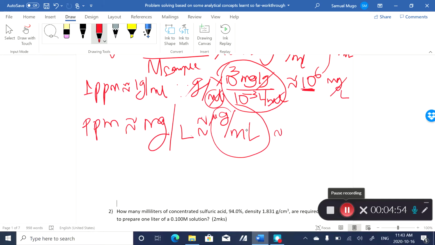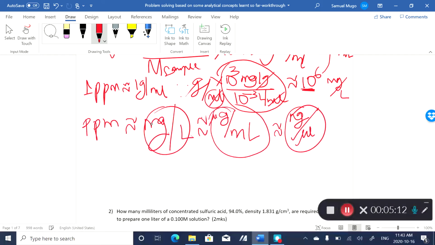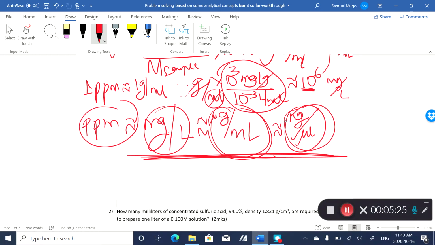And equivalently, I can multiply the top by another 1,000, and so that becomes nanogram, and then the bottom by 1,000, and it becomes microliters. And so again, ppm is equal to milligrams per liter, is equal to microgram per mil, and it's equal to nanogram per microliter. I hope that's clear. And so anytime you see these relationships, they are referring to exactly the same thing.